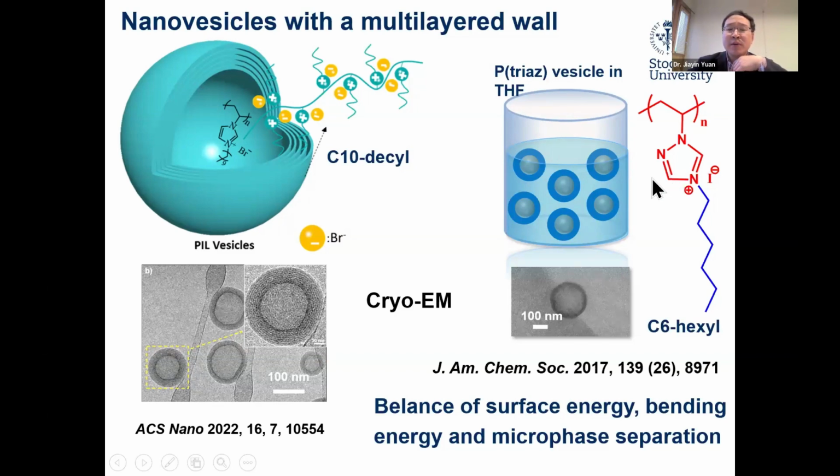The nanovesicle creates a very unique chemical environment where you could put catalyst inside to run chemical reactions with very high selectivity and also kinetics because of confinement. Right. So this nanovesicular structure is unique in the way that it is a good balance between the surface energy, the bending energy of the lamina, and also the microphase separation, all coming together.